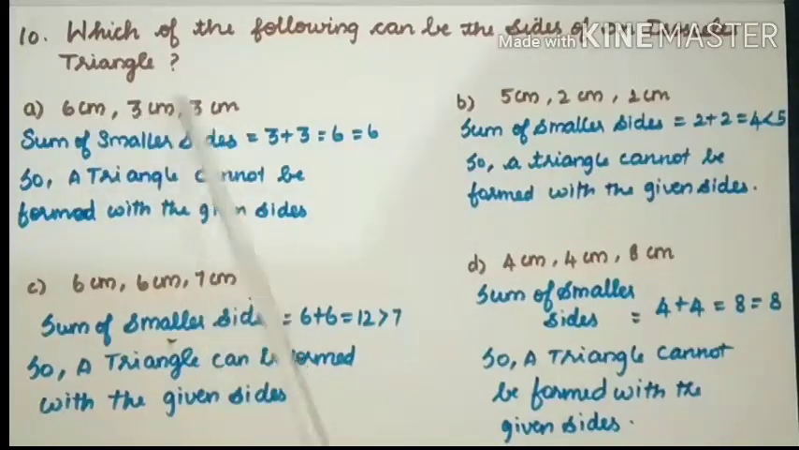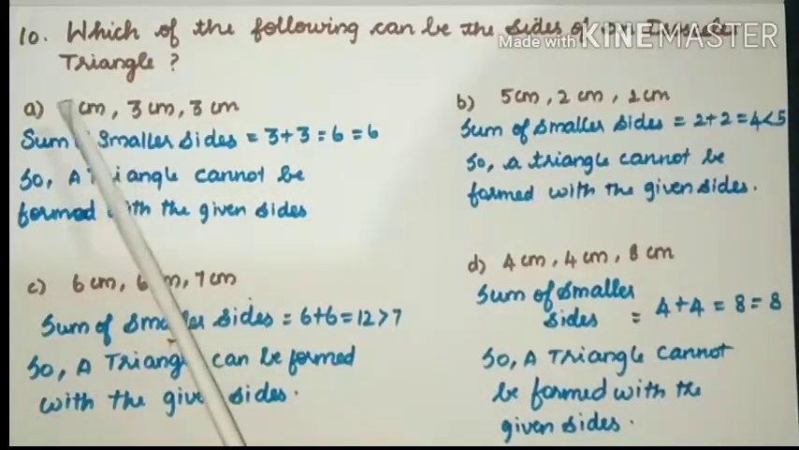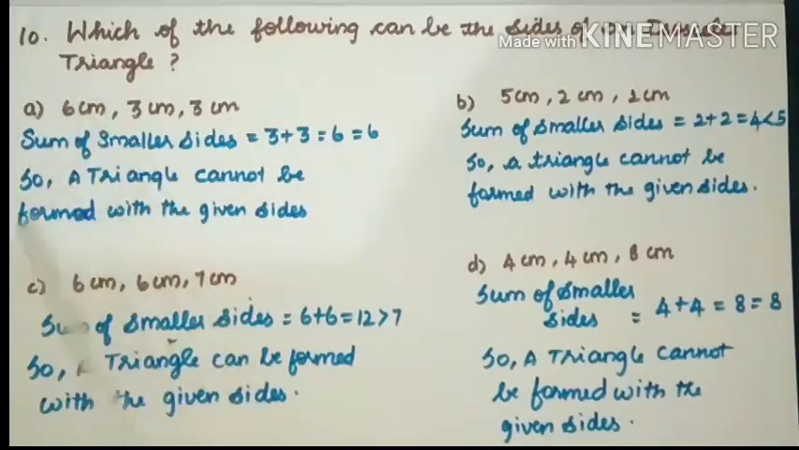Here two sides are equal and one is different, but we have to check whether a triangle is formed or not. The sum of the smaller sides is equal to the third side. So a triangle cannot be formed with the given sides. Here the sum of the smaller sides is less than the third side. So a triangle cannot be formed. But in this, the sum of the smaller sides is greater than the third side. So a triangle can be formed. Here, the sum of the smaller sides is equal to the third side. So this also, a triangle cannot be formed with the given sides.